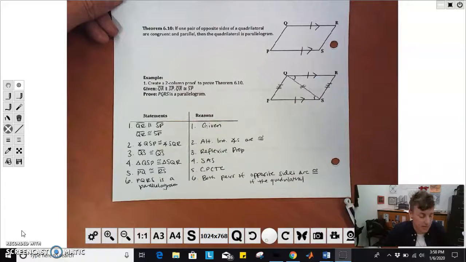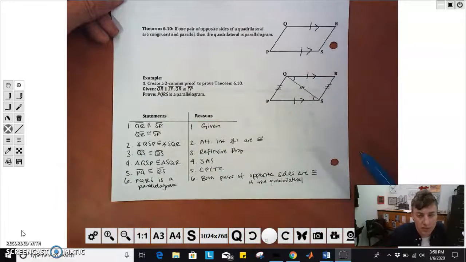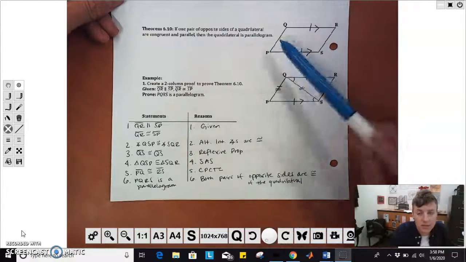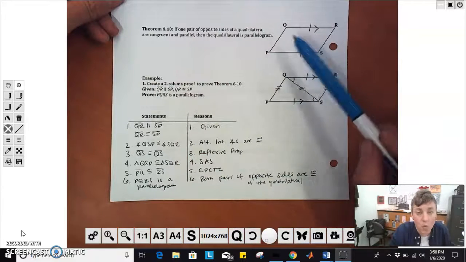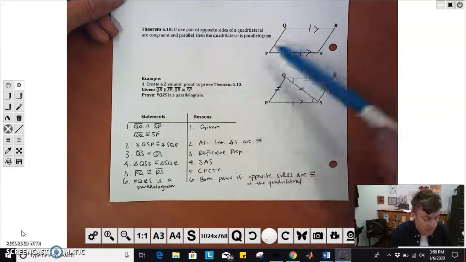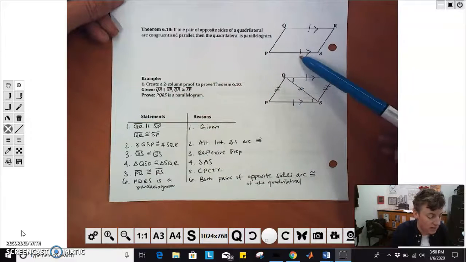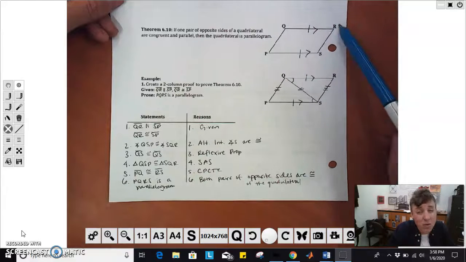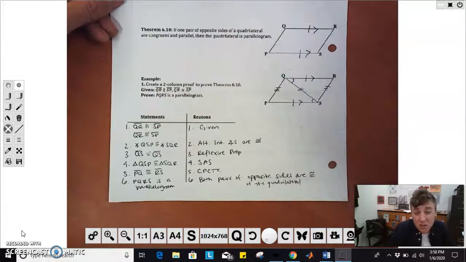Great transition! Okay, I'm going to put this up here so you can walk through this with me. We are proving this theorem: if one pair of opposite sides of a quadrilateral are congruent and parallel, so QR and PS are congruent to each other and they're also parallel to each other, then that's all that we need to know as well. That's another way to prove that this guy's a parallelogram.